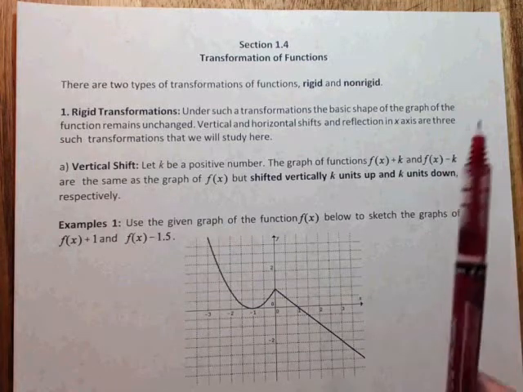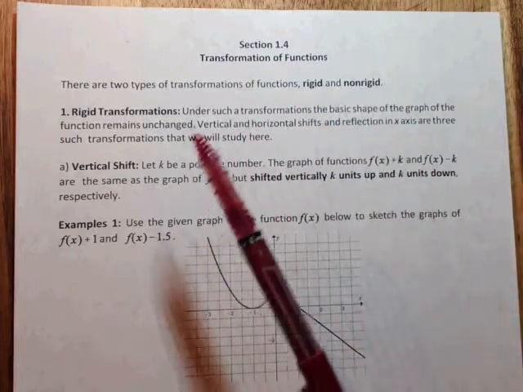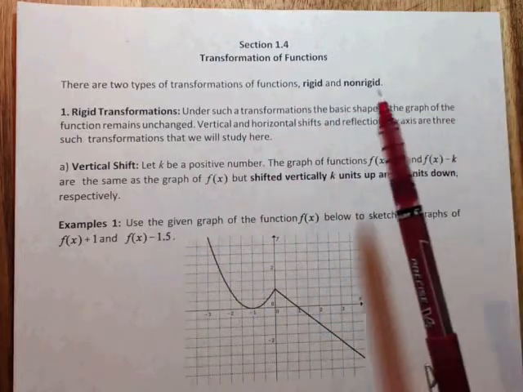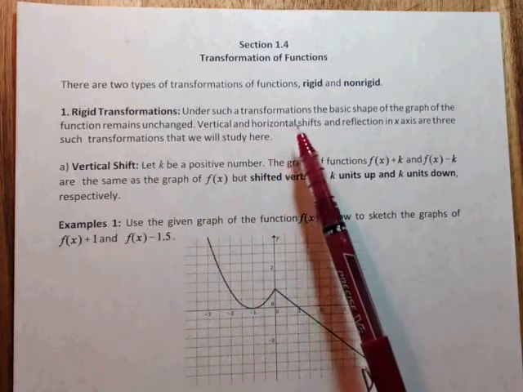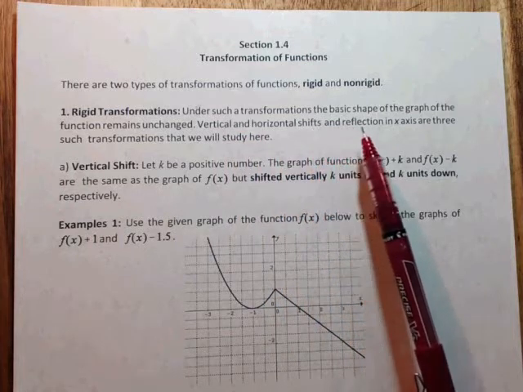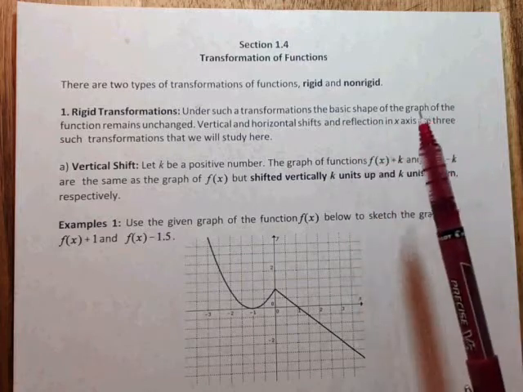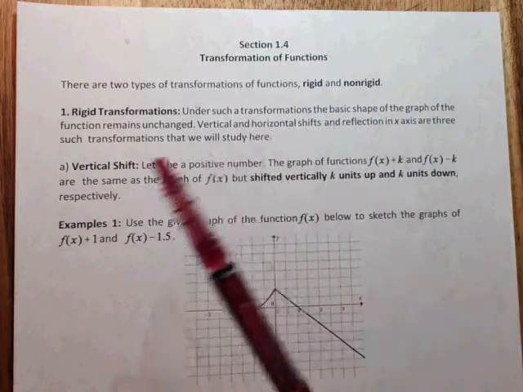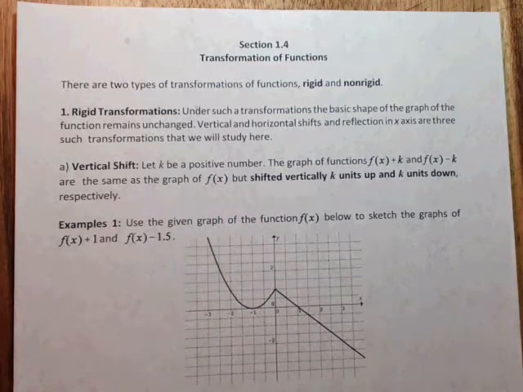So when it comes to functions, we have this similar kind of transformation, rigid and non-rigid. Examples of rigid transformation for functions are vertical and horizontal shift and reflection in the x-axis. These three are examples of rigid transformation that we're going to study in this class. Okay, so let's get to each one separately.